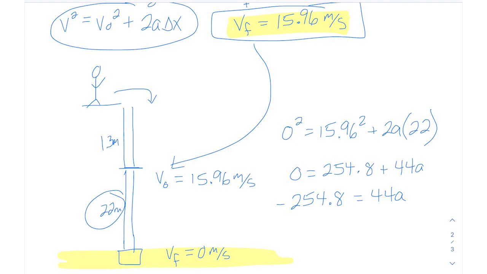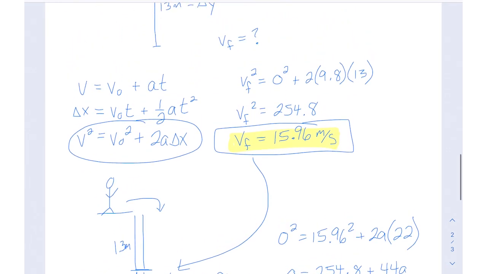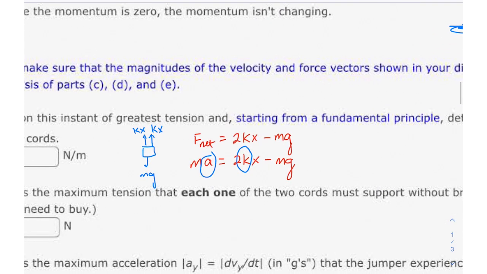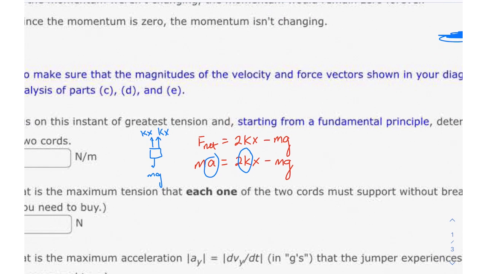So here 254.8 divided by 44 would give us a value of negative 5.79 for acceleration, which means that we are accelerating 5.79 meters per second squared in the upward direction. That's all that negative in front means. It just tells us that it's opposite direction. So we're moving down, but we are accelerating in that upward direction. And that's the value, negative 5.79, that we can use for a here.